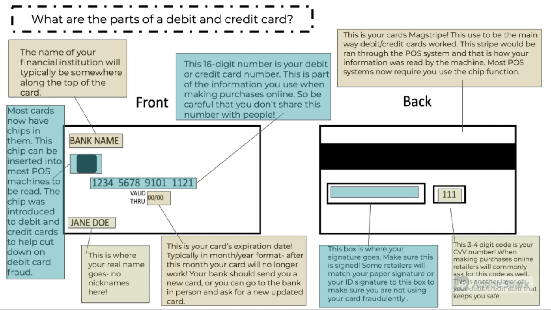Below that in the box, we have where your signature goes. Make sure this is signed. Some retailers will match your paper signature or your ID signature to this box to make sure that you are not using your card fraudulently. Next to that, we have a 3 to 4 digit code that is called your CVV number. When making purchases online, retailers will commonly ask for this code as well. This is another layer of protection on your debit and credit card.